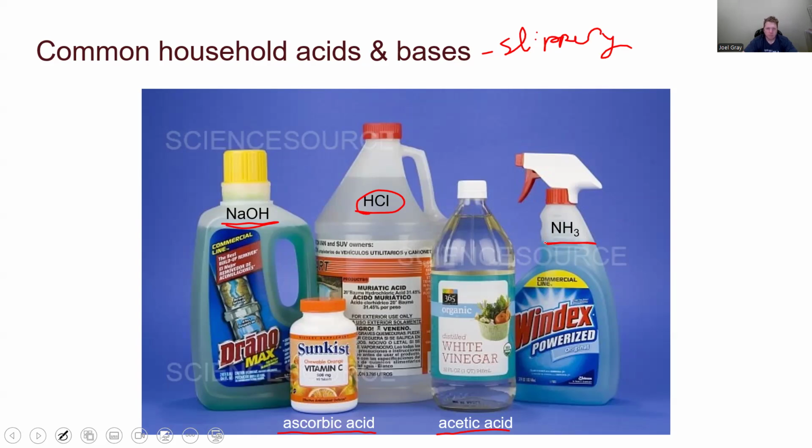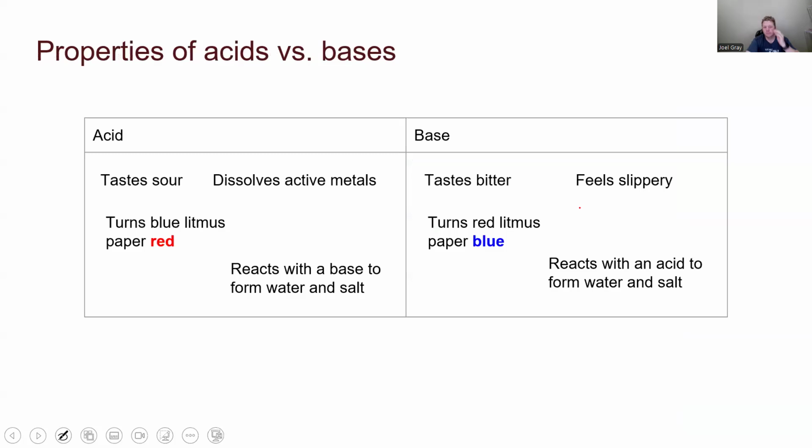And that is a basic solution. So ascorbic acid, vitamin C. Drano, for example, the active agent is sodium hydroxide. HCl is used to adjust the pH of pools. And acetic acid is vinegar. And then last but not least, ammonia, not ammonium, ammonia is regularly used in cleaning agents like Windex.